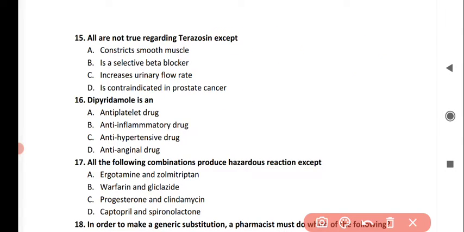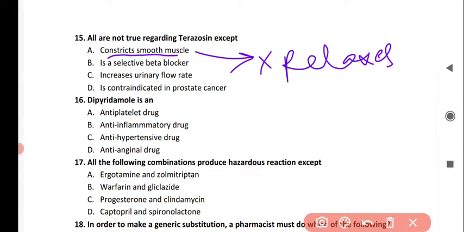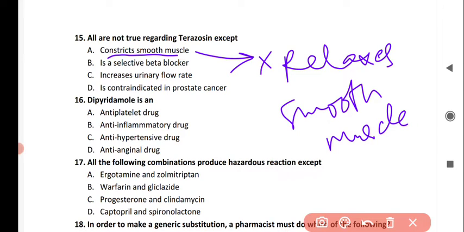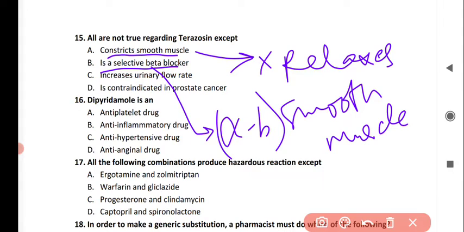Firstly we start with the first statement, that is constrict smooth muscle. This statement is wrong regarding terazosin. What will terazosin do? It is simply an alpha blocker which relaxes the smooth muscles. The next statement is a selective beta blocker. I have explained that it is not a beta blocker, it is an alpha blocker.